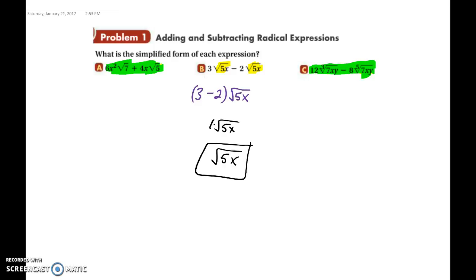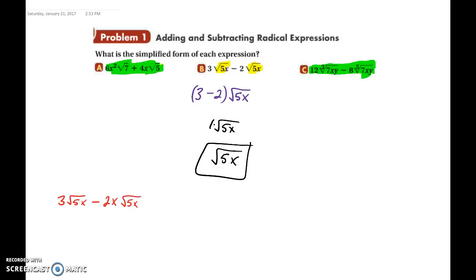All right, so that would be your final answer for that one. Now let me just go through one example real quick. I'm just going to add something to this, I'm going to rewrite problem B. So if this said 3 times the square root of 5x minus 2x times the square root of 5x.